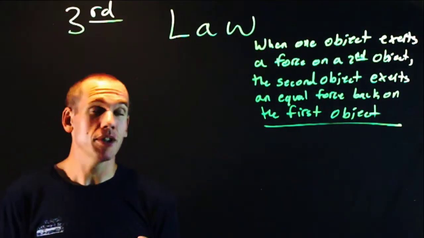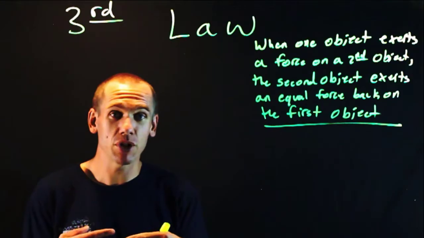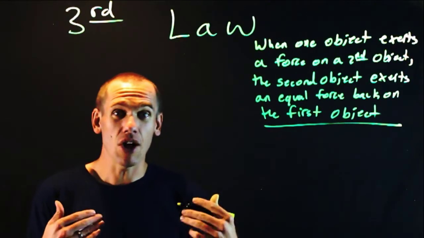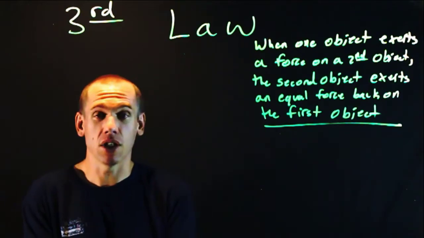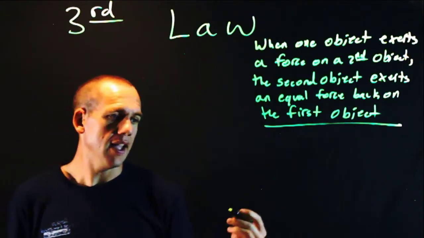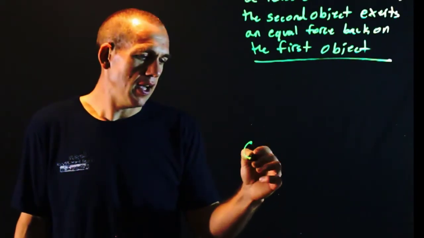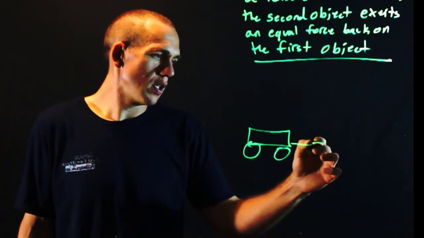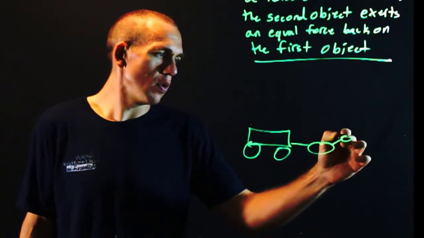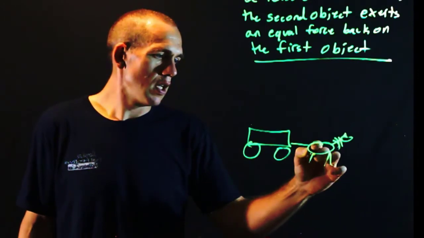That's two distinct objects. I have object 1 and object 2, and whenever two objects interact, whenever two objects collide or push each other, they always push each other with the same amount of force, but those forces act on different objects. And so there's this classic problem where we have a wagon hooked to a horse. Here's my horse. Got to have a mane, some feet, and a tail.